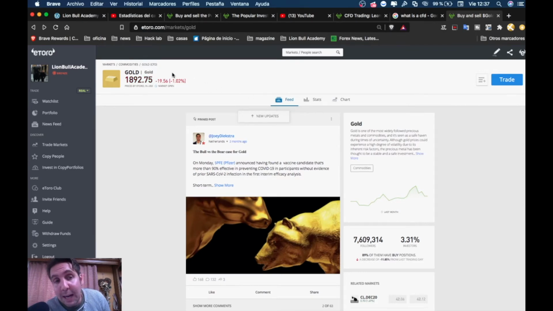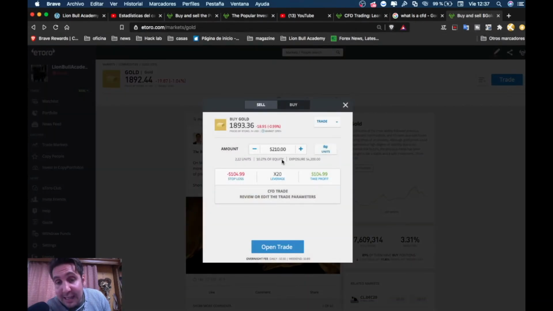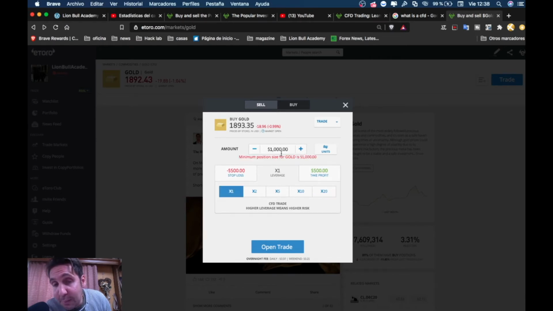So let's say we want to buy gold. Normally the price we see here for gold is the future price of gold. eToro doesn't have futures but has the CFD. So we can trade the price of gold just by clicking trade. We can choose the leverage we want. If we choose X1, the minimum amount to trade is $1,000. Then you have a margin of $500. You can put a stop loss only up to 50%, because the other 50% is for the margin call. And you can put the take profit as far as you want.